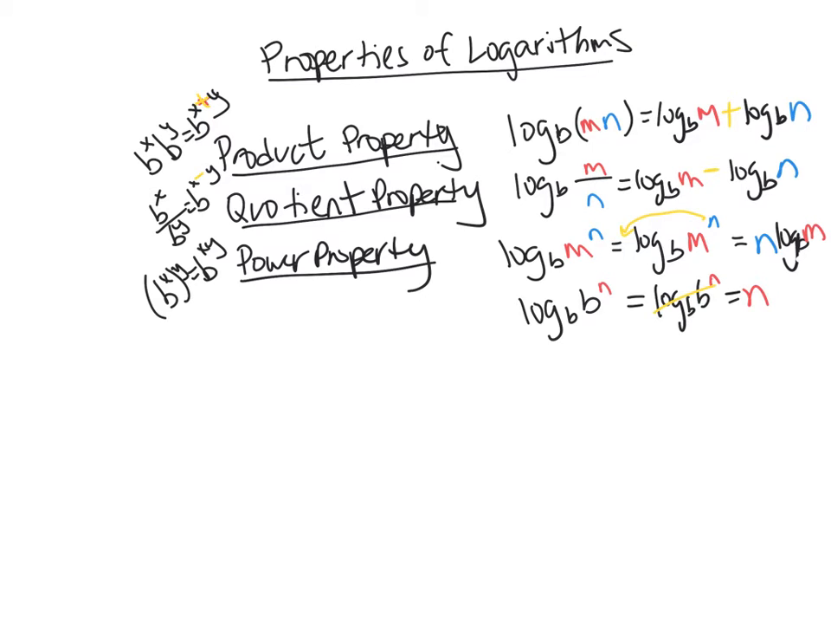And the last one, I don't really have a name for this one, but if we have log given a base and a base of n, well, since logs and exponentials are inverses of each other, they cancel each other out. So log of a base given the same base, those are going to cancel. We're just left with the exponent n.